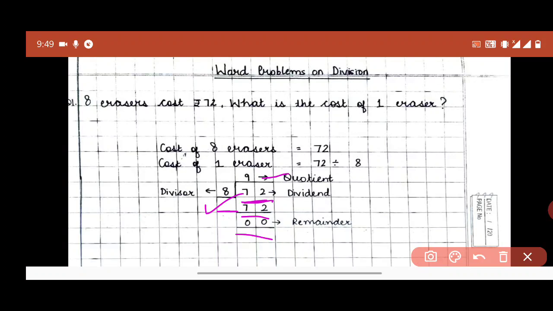Then you have to name the parts of division. The number inside is called the dividend. The number with which we divide is the divisor. The answer we have is the quotient and the leftover is the remainder. Clear, children?